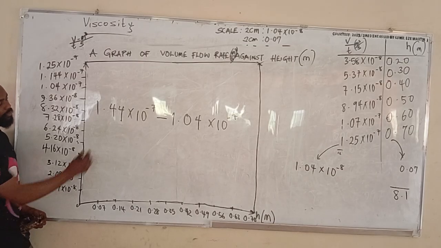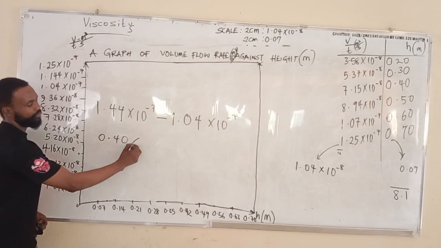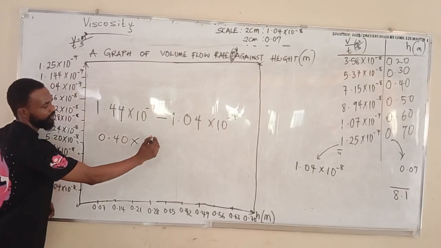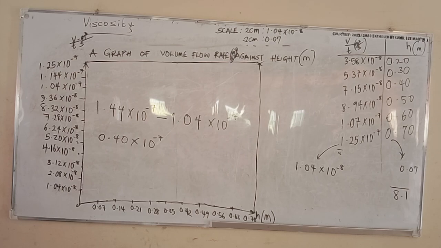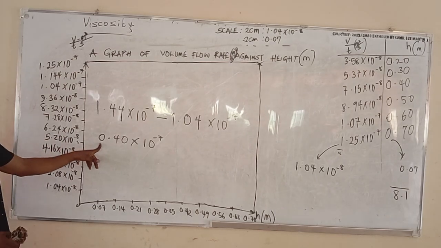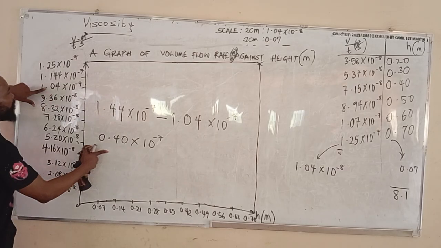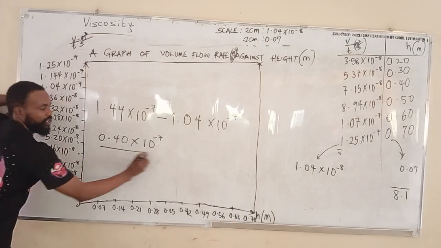Is what? 0.40 times again. Is it minus 10 or minus 7? Okay, see again. That means that if I add 1.04, if I add this 1.04, I am getting the answer. Divide the number by 2.